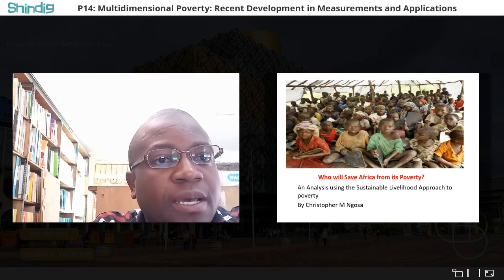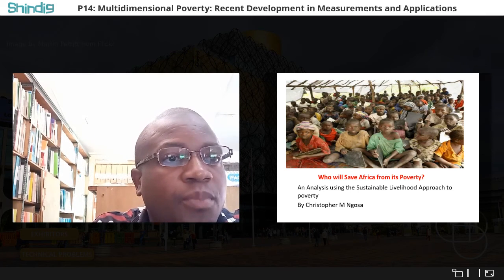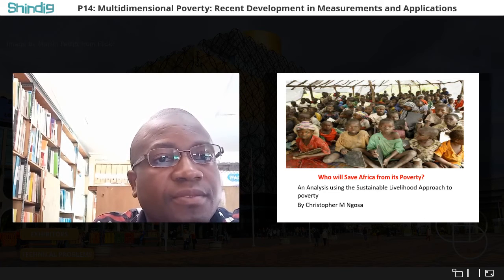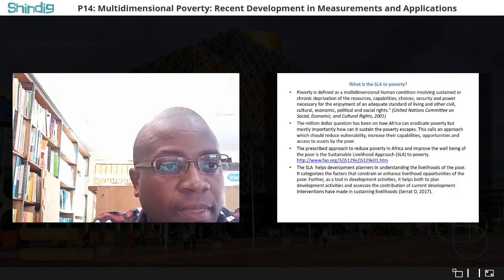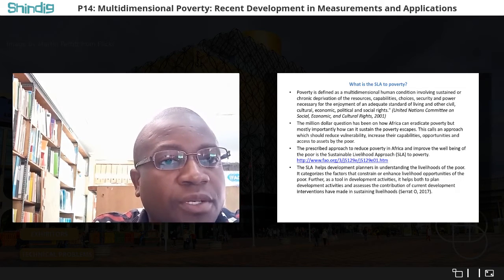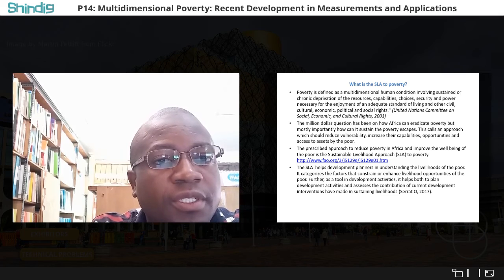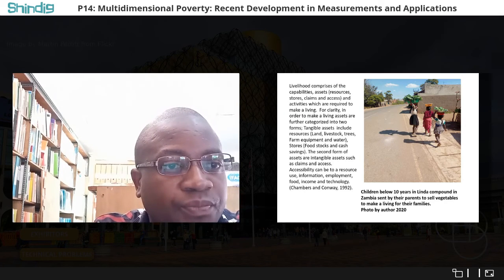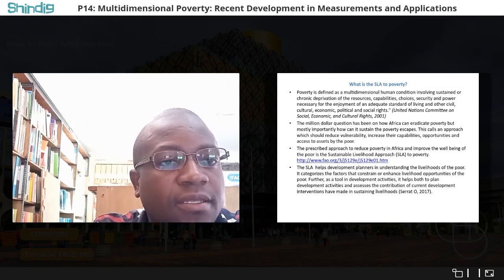Poverty is defined as a multidimensional human condition involving sustained or chronic deprivations of resources, capabilities, choices, security, and power necessary for the enjoyment of an adequate standard of living and other social, cultural, economic, political, and social rights. Then, the million-dollar question has been on how Africa can eradicate poverty, but most importantly, how can it sustain these poverty escapes? This calls for an approach which should reduce vulnerability, increase capabilities, opportunities, and access to assets by the poor.